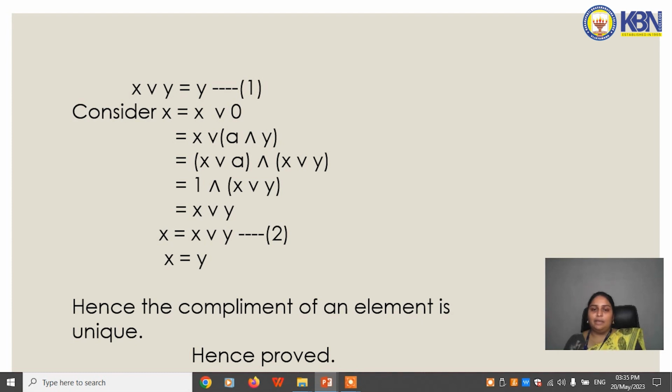That means if an element has a complement in the same set, that complement should be unique. That is what we have proved here. Hence the complement of any element in a lattice should be unique. Hence the theorem is proved. In this theorem, we used only the definitions of lattice, complement of a lattice, and distributive lattice.